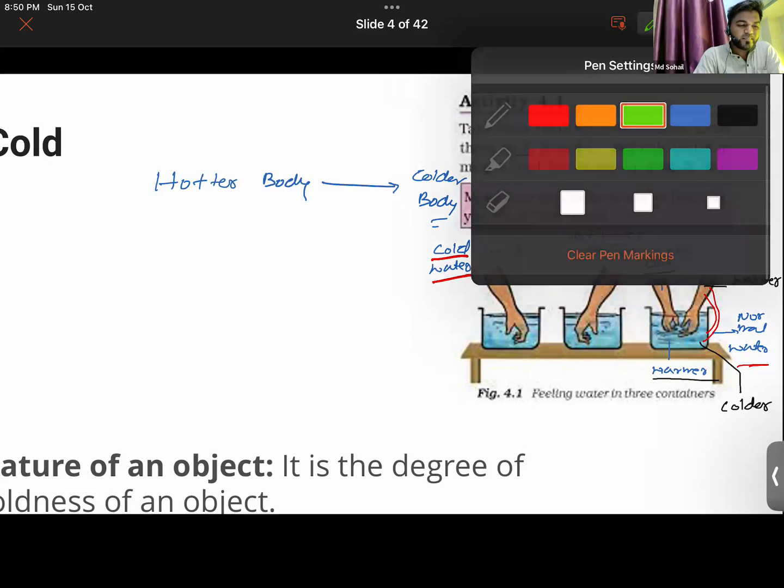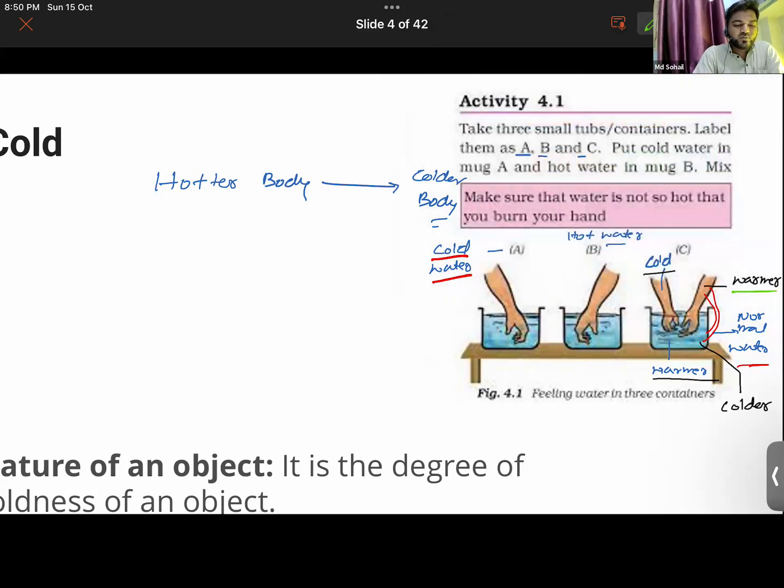Look here. Our hand is warmer in comparison to the water. We are talking about this hand here, and we know heat flows from a hotter body to a colder body. So heat will start flowing from our hand to this water body. Thereby we will feel cold in this hand.